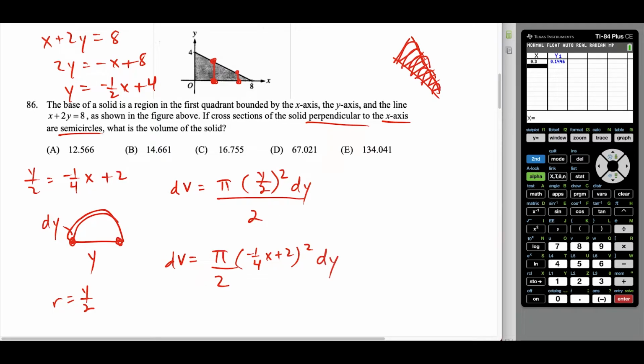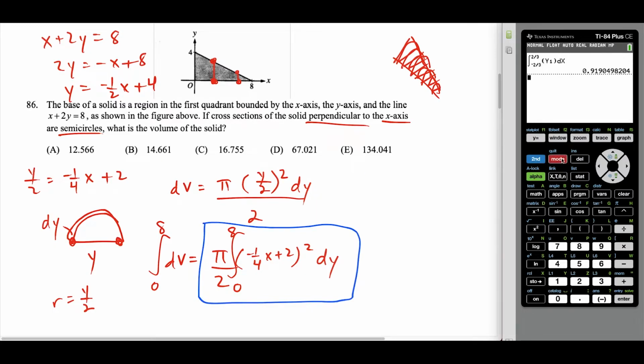So if I want to find the volume, what I'm going to do is say the volume is the integral, and we're going from x equals 0 to x equals 8. So now I just have to very, very carefully plug this integral here that I'll box off in blue. I have to plug this entire integral into the main screen, and that should be enough to answer this question. So let's go ahead and do this. We have pi divided by 2, and now I'm going to press math 9 for the integral. We're going from 0 to 8.